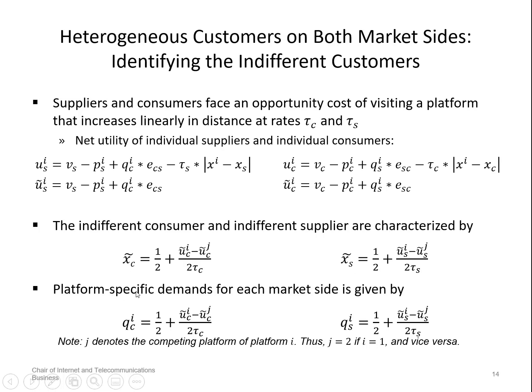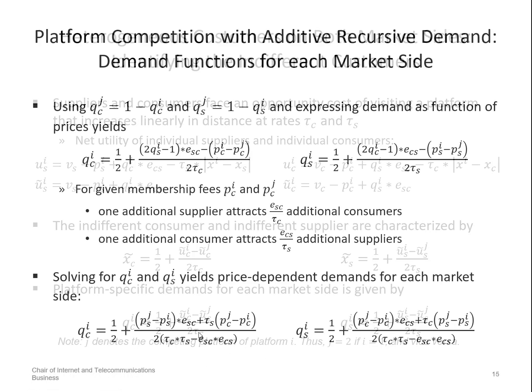And then the platform-specific demands for each market, just for the consumers, is for platform i: 1/2 plus Ũ_i minus Ũ_j, and for the suppliers it is again the standard indifferent consumer. Note that this is actually the demand for platform 1, and for platform 2 it is just 1 minus this.